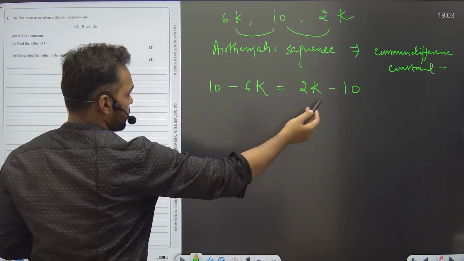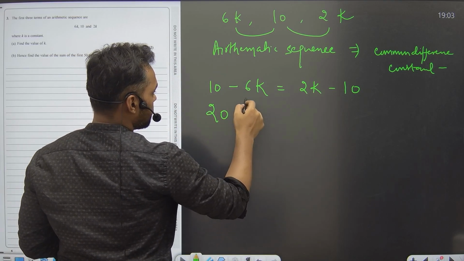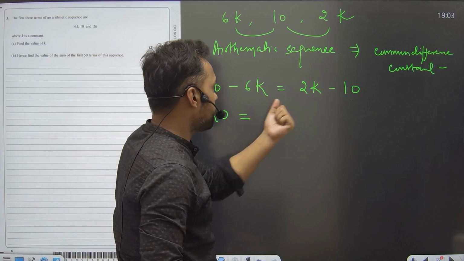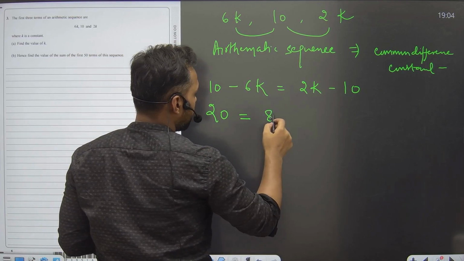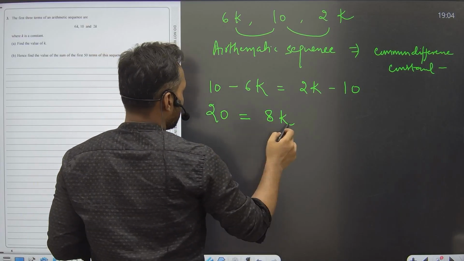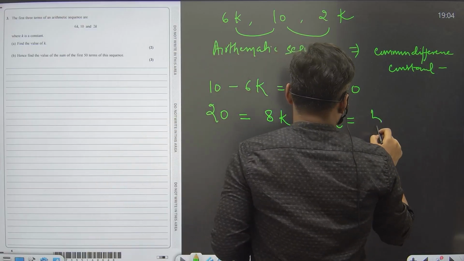Now transposing 10 to the left hand side, you will get 20 here, and 6k to the right hand side, it is with a negative sign, so it will be positive on the right hand side, so it will be 8k. So you will get the value of k as 5 by 2.